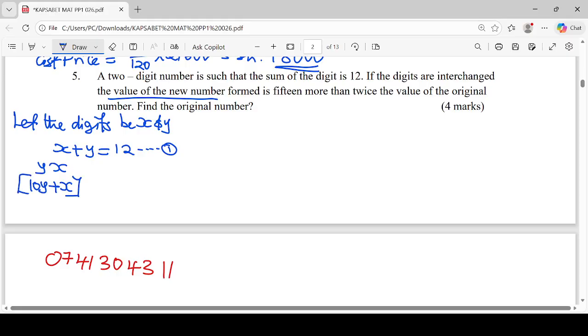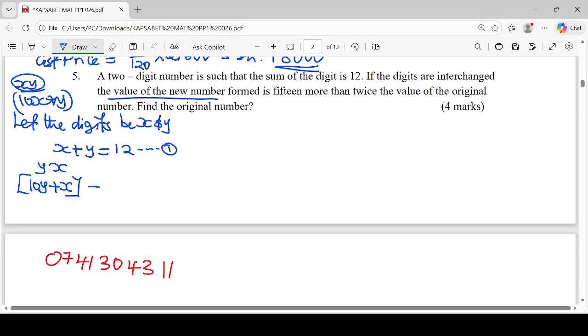They are saying that the value of the new number formed is 15 more than twice the value of the original number. So first of all, what is the original number? Because we had it as xy, originally the place value of y was once. Its total value will be 1 times y, which is y. The place value of x would have been 10, therefore its total value will be 10x. So the original number was 10x plus y.